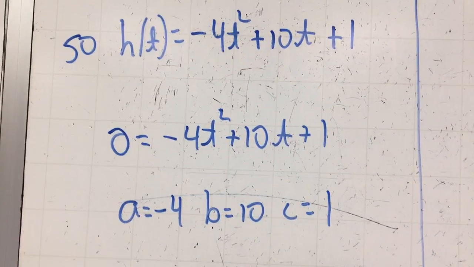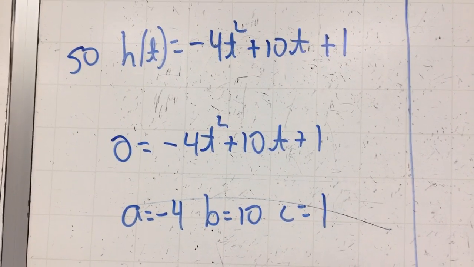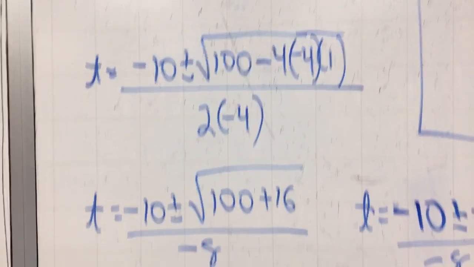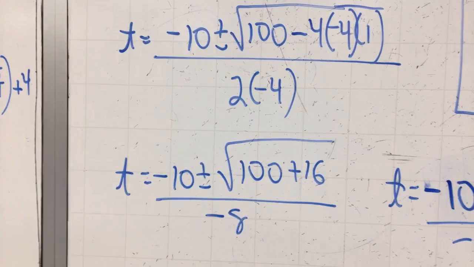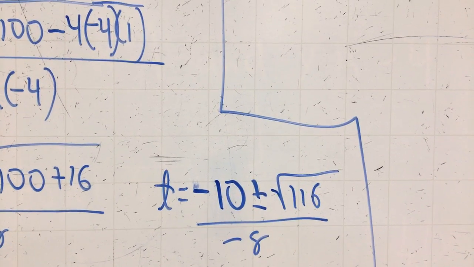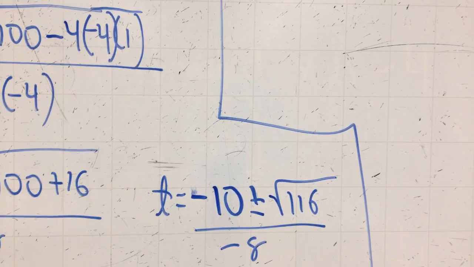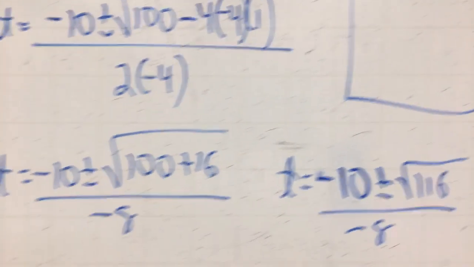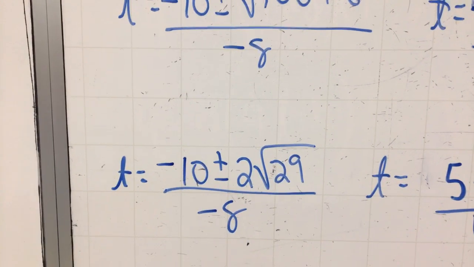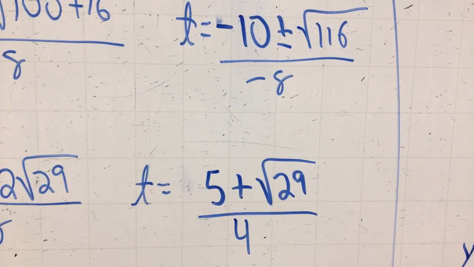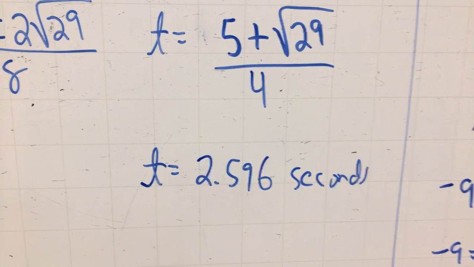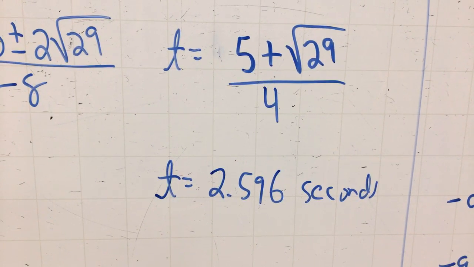A, B, and C. Coefficient negative 4, coefficient 10, 1. Plug it in. Clean it up. 116. I started dividing by squares, and lo and behold, 4 goes into 116 29 times. And the square root of 4 is 2. So I get 2 square roots of 29. Simplify that. And it goes splat in 2.596 seconds, okay? That's when it hits the ground.